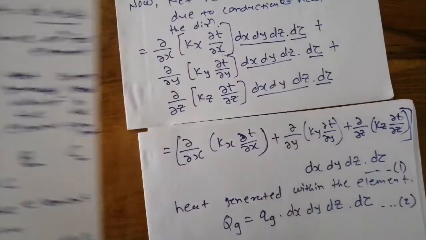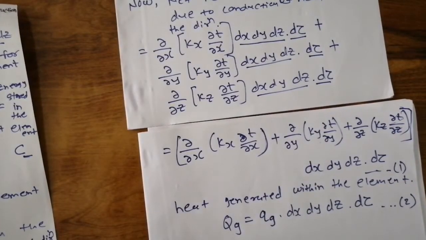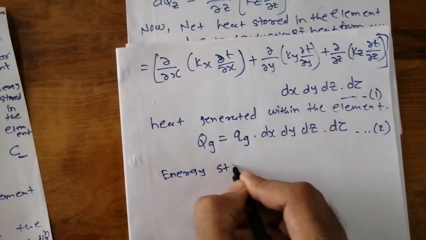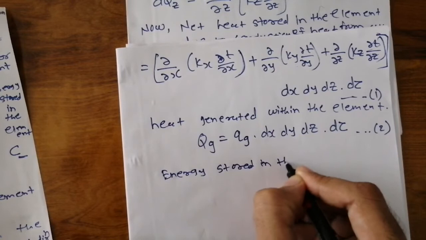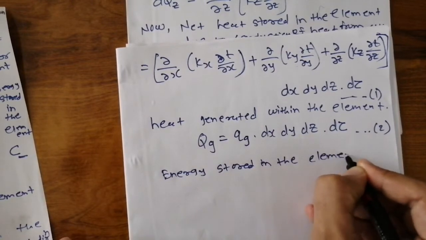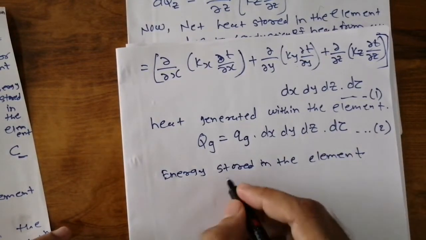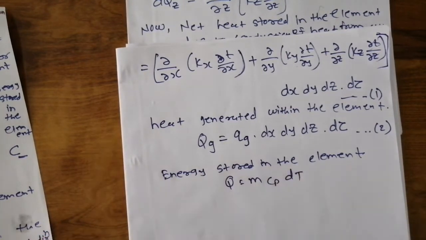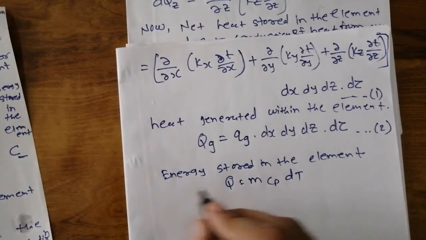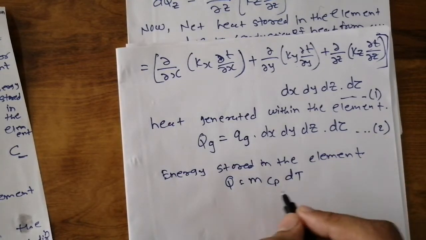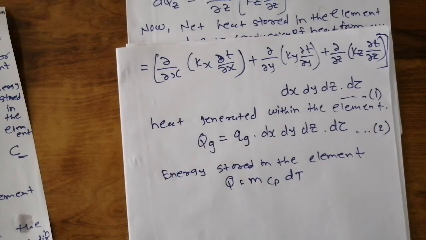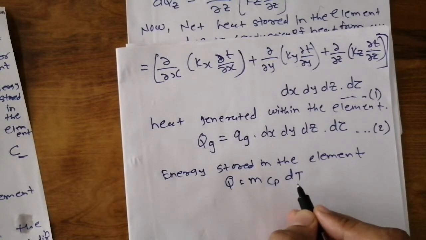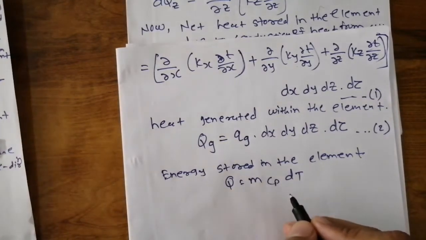By the thermal energy, we should write energy stored in the element. So we should consider Q is equal to mCp delta T, because energy stored in the element is thermal energy, and for thermal energy we normally consider Q is equal to mCp delta T. M means mass of the element, Cp means specific heat of the element, and delta T means temperature difference.